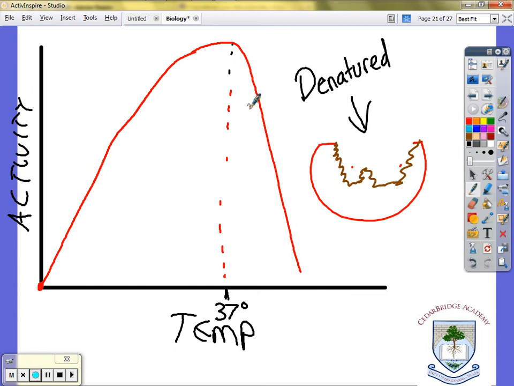Now, the exact same thing happens with pH. So same graph, but that was a genius move.